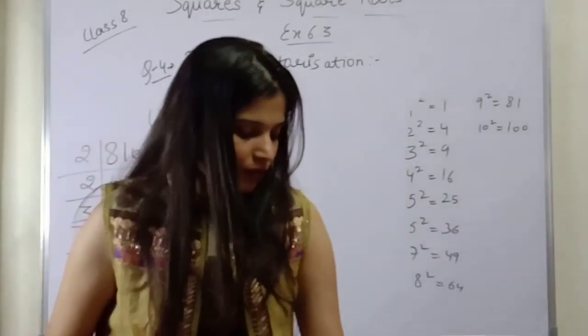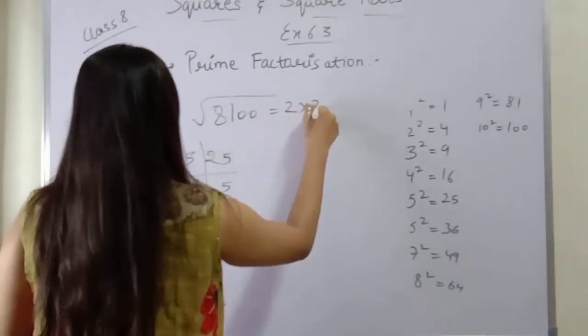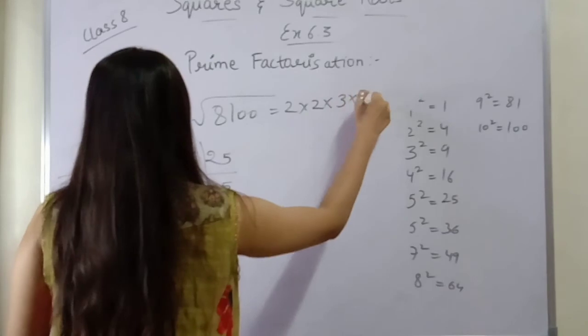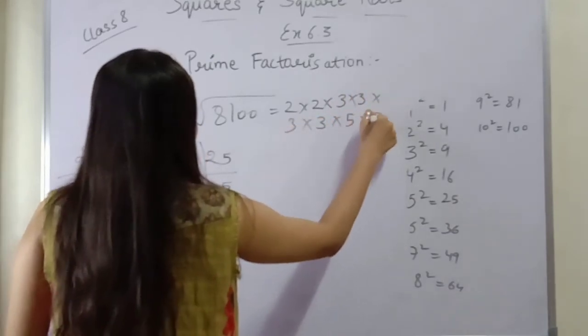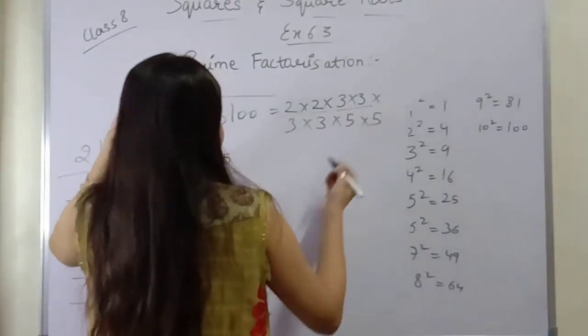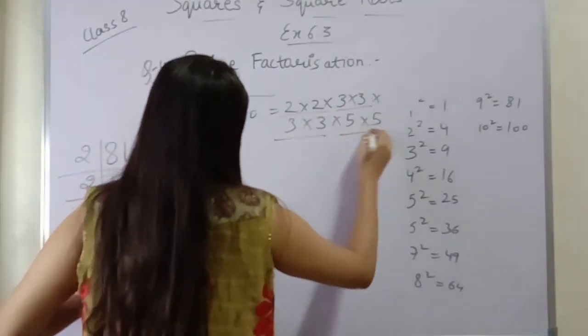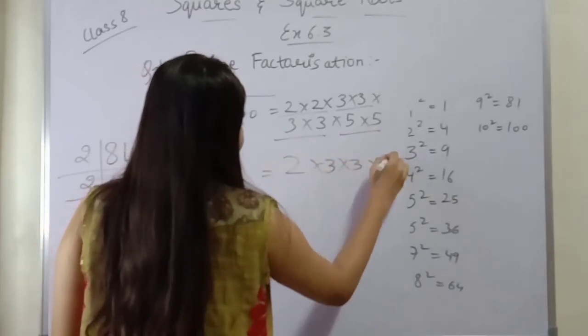Okay, so the conclusion we got is 2 into 2 into 3 into 3 into 3 into 3 into 5 into 5. Let's make the pairs. 1 pair of 2, 1 pair of 3, 1 pair of 3, 1 pair of 5. So 2 into 3 into 3 into 5.